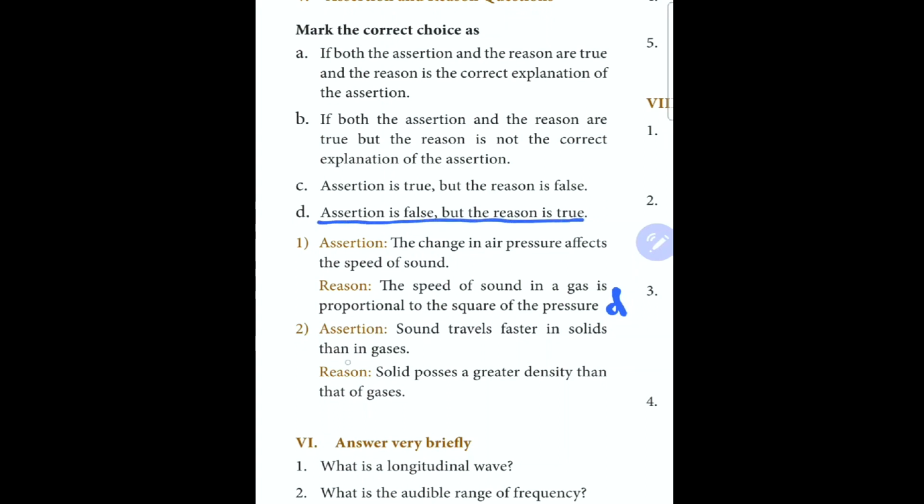Next one. Assertion: sound travels faster in solids than in gases. Reason: solid possesses a greater density than that of gases. So the answer is option B: both the assertion and the reason are true, but the reason is not the correct explanation of the assertion.